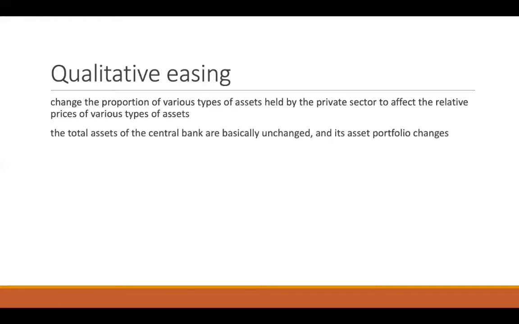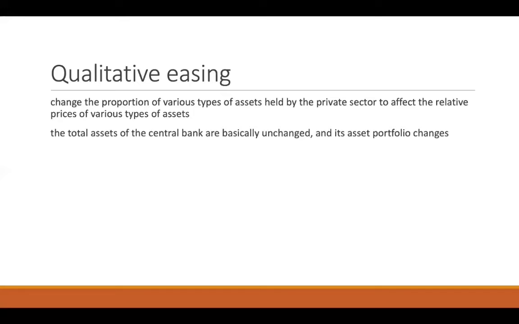The nature of qualitative easing policy is that the total assets of the central bank are basically unchanged, and its assets portfolio changes. Generally, it is due to the purchase of assets with poor liquidity and high risk in the private sector, which makes the central bank's balance sheet change in asset portfolio. In the process, the proportion and relative price of various assets held by the private sector also changed. Even if the nature of qualitative policies will expand the size of the balance sheet in some special circumstances, the focus is on the asset side of the central bank rather than the liability side.